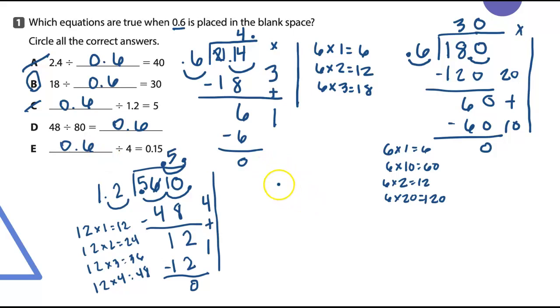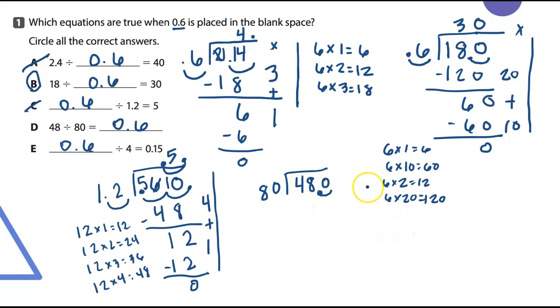Let's look at D. 48 divided by 80. Okay, so I don't have to move anything on my divisor, but I have to move something here because 80 can't go into 48. But if I know that there's an understood decimal, I move it one place and I fill it with a 0. This is going to have to be taken back with my quotient, so I'm going to have to put it back. But for right now, I'm going to look at it as 480.